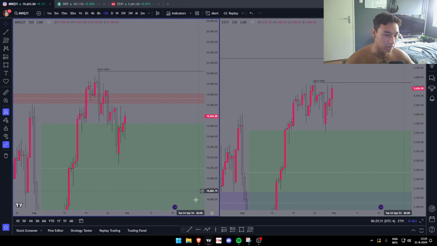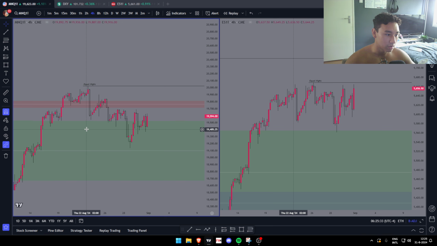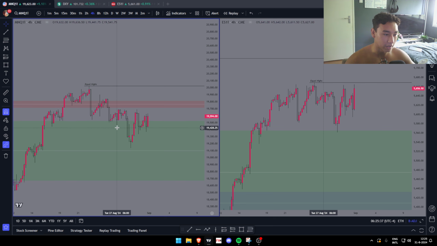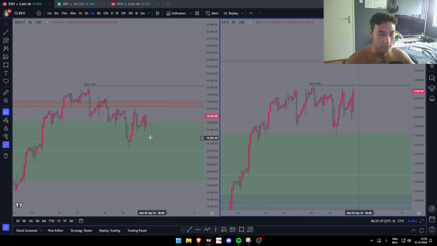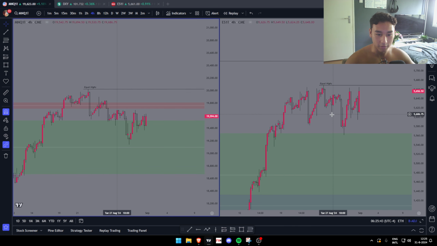Yeah, this low already got taken there. Maybe on a 4 hour. Oh, that's the same low. Yeah, so we did take out liquidity there, of course. And then we did have an SMT at these lows. So that's already enough, or ES as well here.